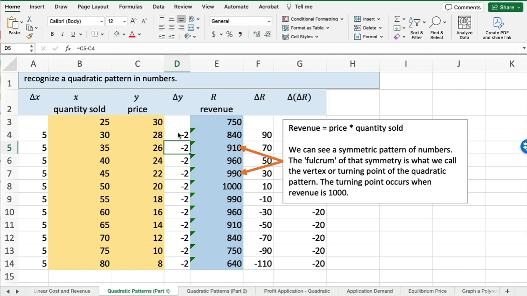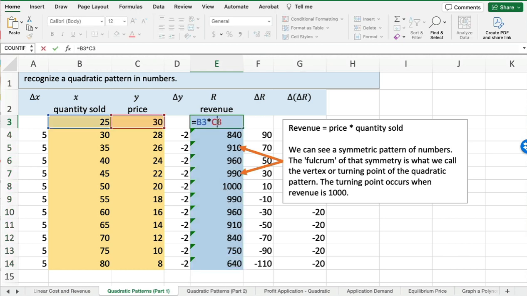So this is what happens with demand, by the way, when price is based on demand. As the quantity sold goes up, the price is coming down. So our delta Y's are negative 2. Our revenues, then, you can see them over here. They start at 750. And just so you can see that formula, the first one was in row 3, and it's equals B3 times C3. That's our price times quantity sold. So that had nothing to do with the delta X's and the delta Y's. I just have those there for comparison's sake.